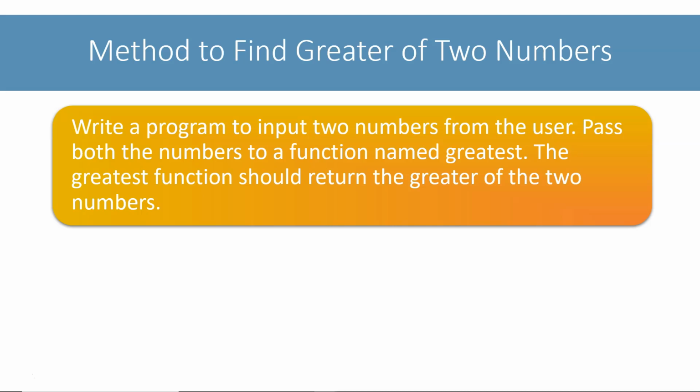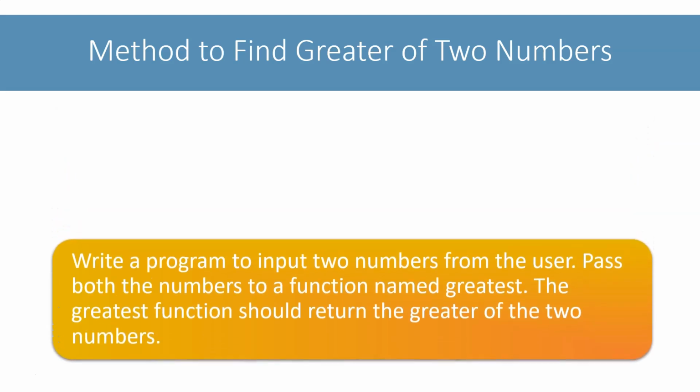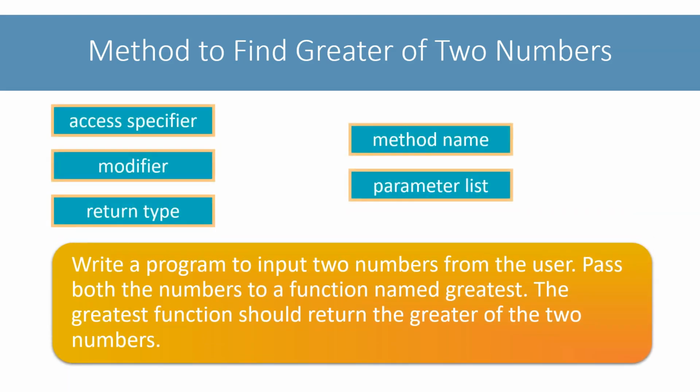Whenever you are given such a question to write a method, the first thing you should do is to analyze the question and figure out the method prototype. What are the different parts of a method prototype? It's access specifier, modifier, return type, method name, and parameter list. Access specifier and modifier are relatively straightforward. Unless explicitly mentioned in the question, by default, always assume the access specifier as public and omit the modifier so that the method is a non-static method.